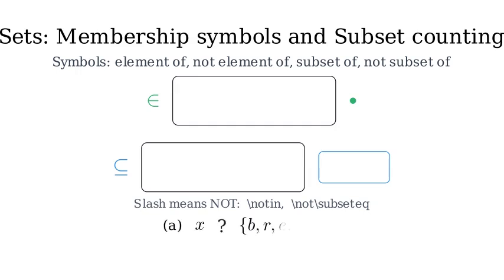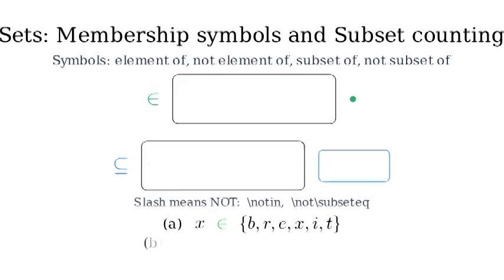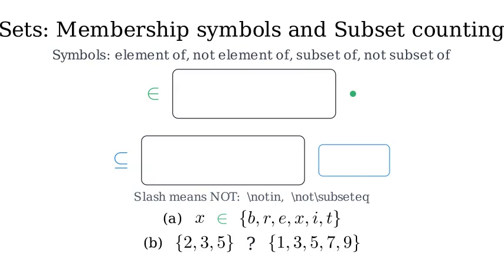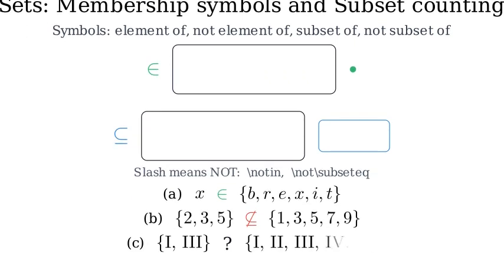Item A. The letter X is inside the set {B, X, E, X, I, T}, so we place the element of symbol. Item B. The set {2, 3, 5} is not contained in the odd number set because 2 is missing. So it is not a subset. Item C. Both Roman 1 and Roman 3 appear in the larger list. Therefore, it is a subset.